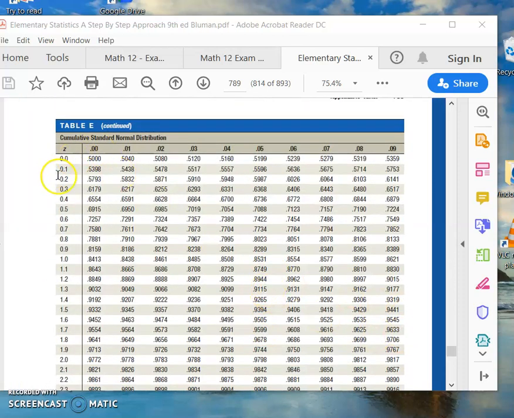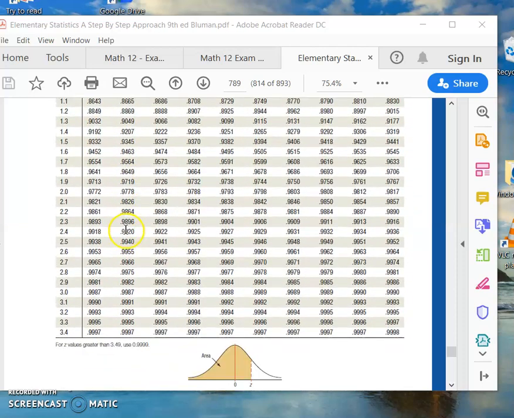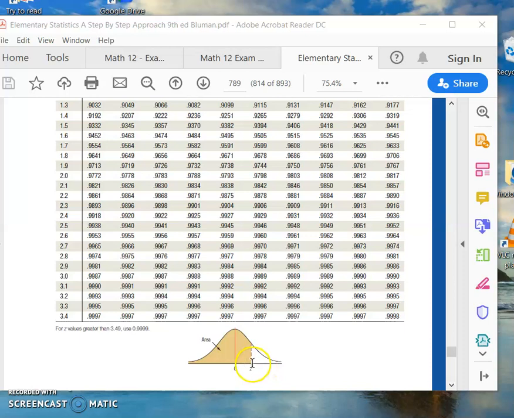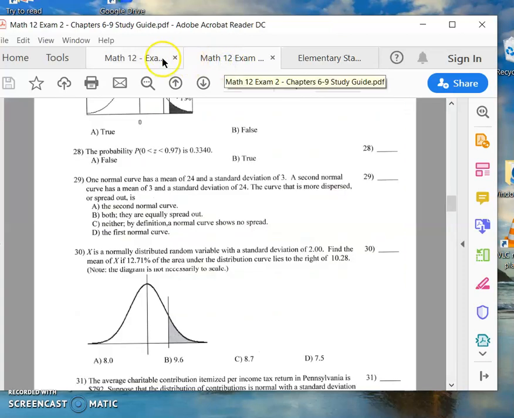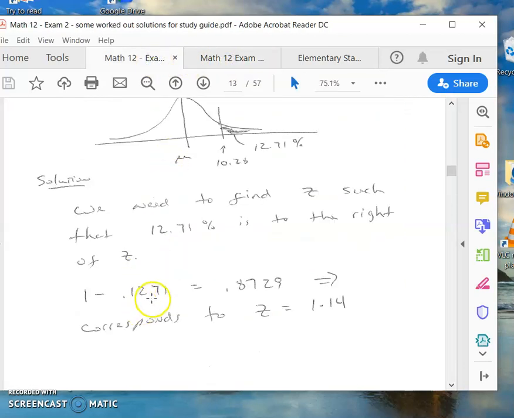So now, those were the negative ones. Here are the positive z's. Okay, same exact concept. For any particular z, to the left are these areas. So let's see how that helps us. Okay, so we want 0.8729. What value of z do I need in order to get 0.8729 to the left? Well, according to my notes here, it's 1.14. Let's see if that's true or not.